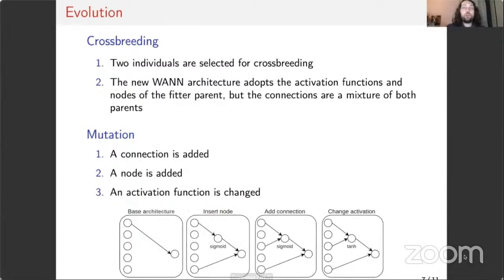Now let's talk about the stage of evolution of neural network architectures. In each generation, a new population is created based on the fitness ranking of the old population by breeding. The unfittest of the population are not allowed to take part in the breeding, whereas the fittest pass on to the new population immediately and unchanged, the so-called elite. The new WANN architecture adopts the activation functions and nodes of the fitter parent, but the connections are a mixture of both parents. The resulting individual subsequently mutates in one of three ways: a connection is added, a node is added, or an activation function is changed.